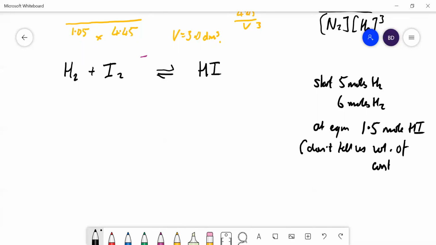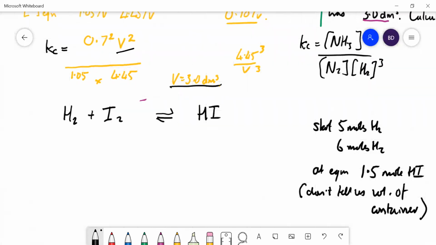Now, in the previous 2 examples, you needed to know the value of V, the volume of the container, didn't you? We needed to know that. We didn't have it because it ends up here in the final expression. You see, with this one, it won't end up in it. We'll see why.